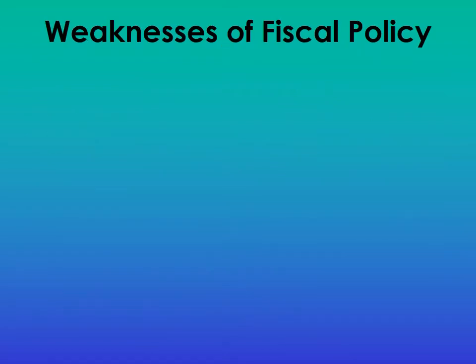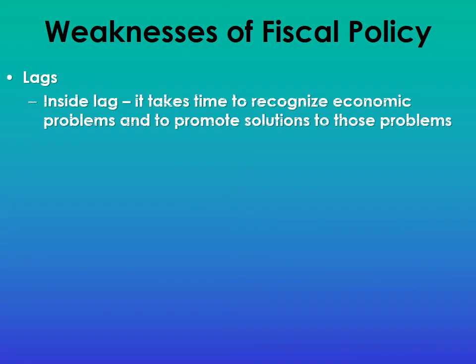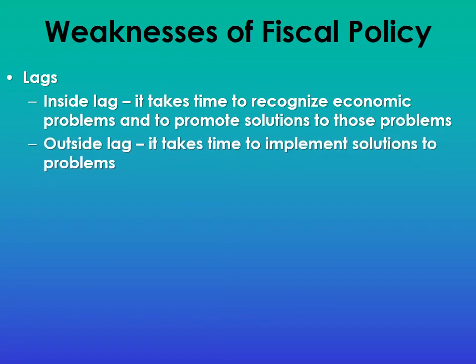All right, now, the weakness of fiscal policy. Especially when it comes to discretionary fiscal policy, there can be a big lag. Lag means it takes a while before the policy actually takes effect and helps the economy. Inside lag means it takes a lot of time for the government to recognize that there's even a problem and then find a solution. And then the outside lag means that once they have a solution, it takes time to implement it.